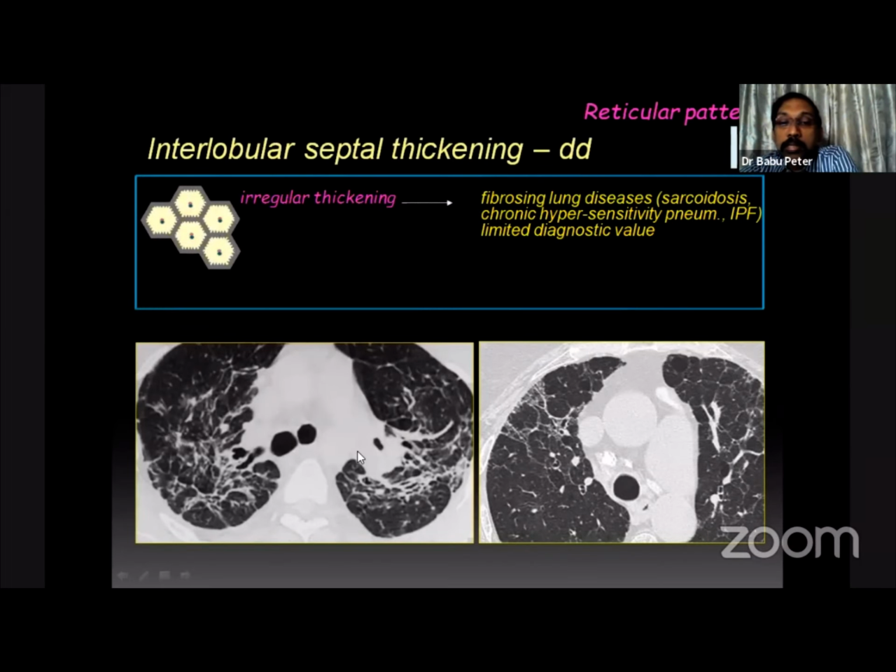And fibrosing lung diseases also can cause interlobular septal thickening, which can result either due to sarcoid or due to chronic hypersensitivity pneumonitis. And this is the thickening, which is an interlobular septal thickening, which is relatively irregular.